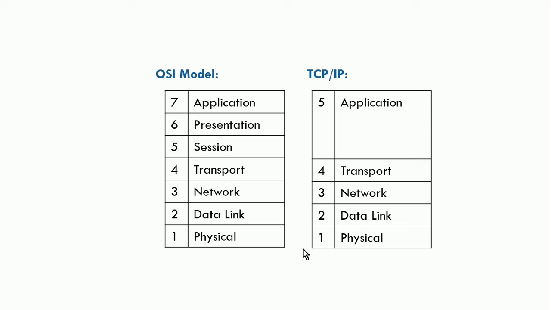They do not exist. Those goals of presentation and session are met through the transport layer. So if anything, when they talk about them being consolidated, if I had to say that layer 6 and 5 in OSI are consolidated into anything, it'd be more consolidated into the transport layer than it would be the application layer, especially session. Now we'll talk about how TCP/IP does that.